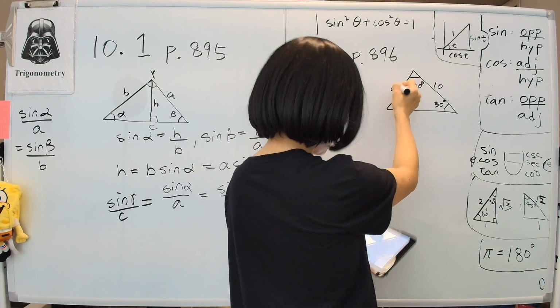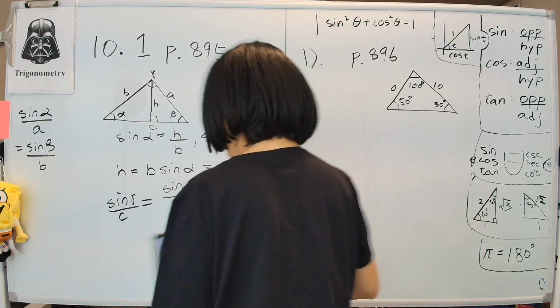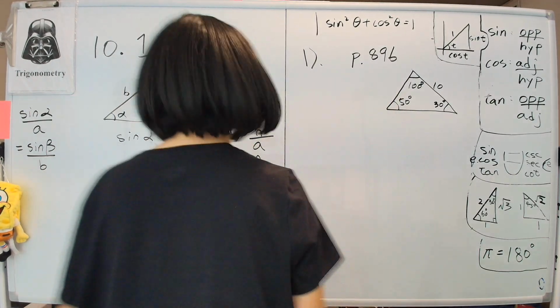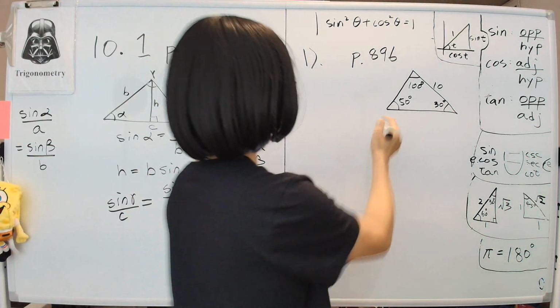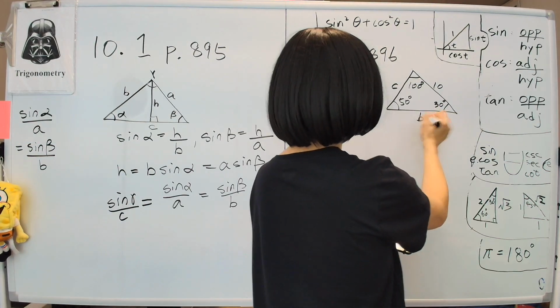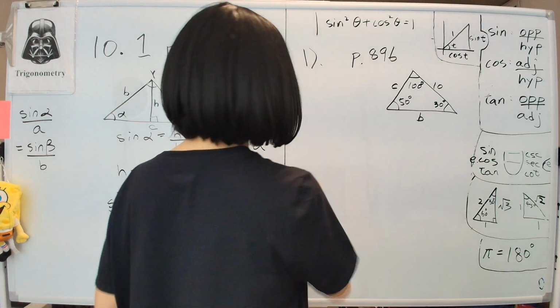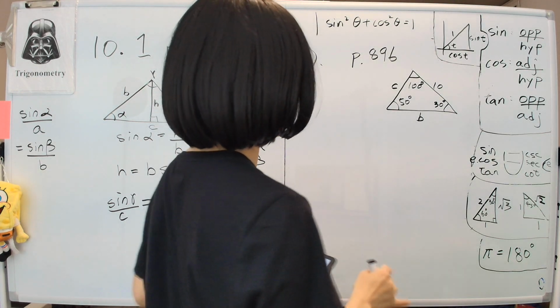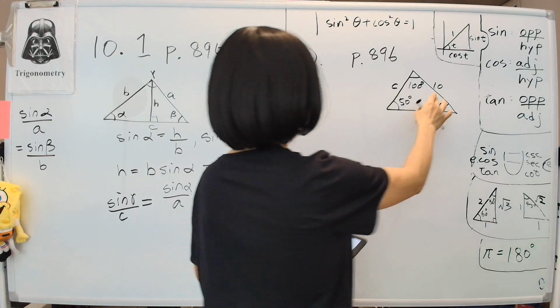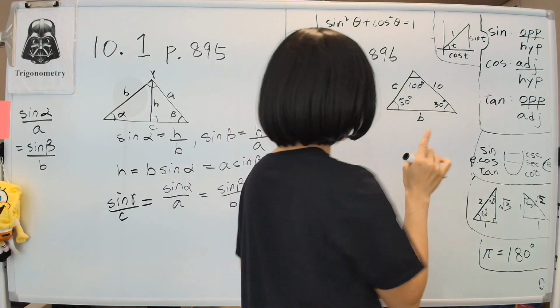The book already gave them names, so I will use the same names to be consistent. This side is called C, and this side is called B. Now we just use the law of sines, and then we'll be able to figure stuff out. Okay, that is the law of sines right over there.